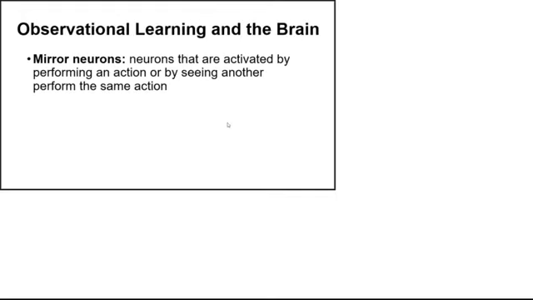Okay, so the next thing I wanted to talk about are mirror neurons. So this is sort of our physiological example of our setup to copy people. So these are neurons that are activated both by performing an action and seeing another perform that action. So this would be like if we're monitoring your brain and the same part of your brain lights up when you're riding a bike, but also when you watch someone else ride a bike.